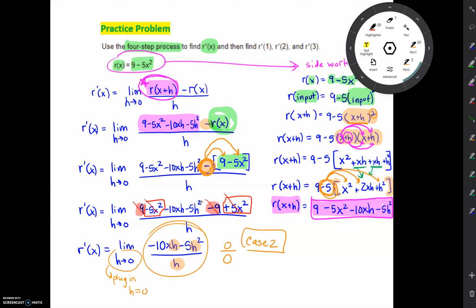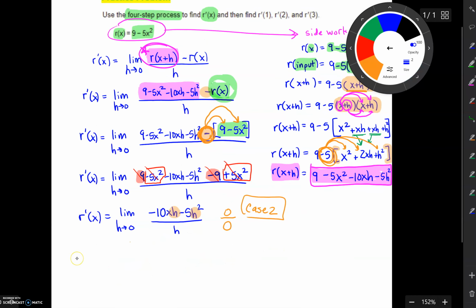So the algebra is not done yet. Let's go ahead and simplify that expression. And I'm going to do that by factoring an h out of each term of the numerator. So my derivative is really going to be the limit as h approaches 0 of, let's see. Let's factor an h out of the numerator.